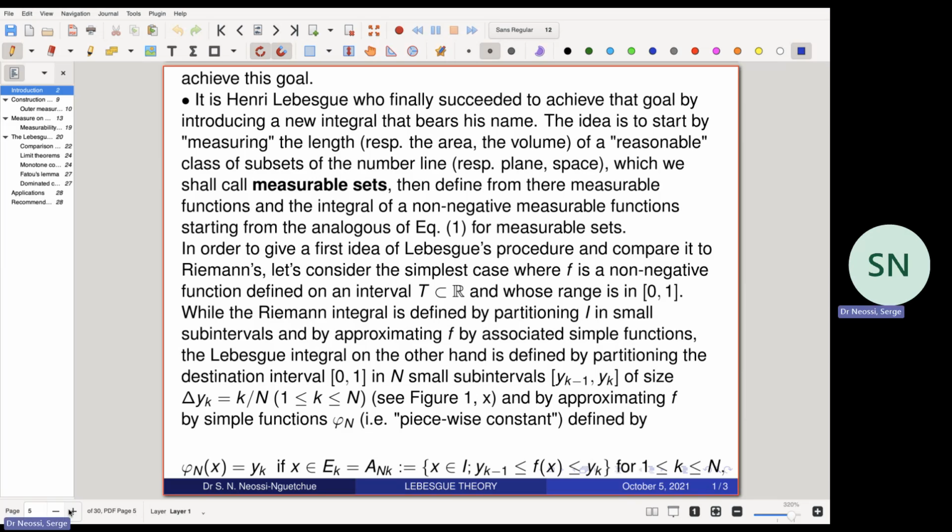And by approximating the function f by a simple function phi_n, which will be a piecewise constant function defined by phi_n(x) equal to y_k if x is in E_k. And what is E_k? E_k is defined to be the set of x in the interval I where f(x) is between y_{k-1} and y_k. And this set E_k is also denoted by A_{nk}. And k takes the value 0 up to capital N, being the number of subintervals.